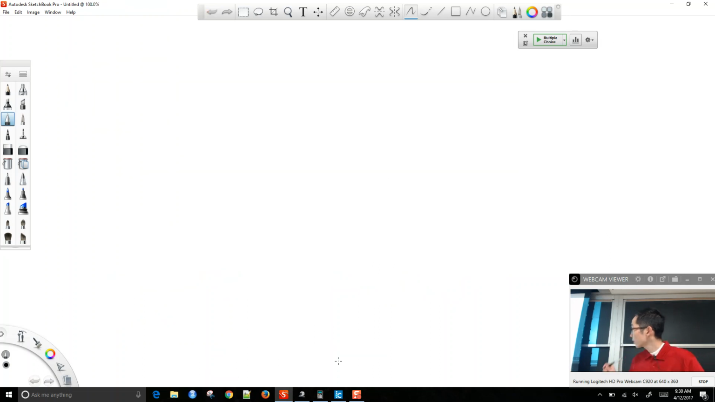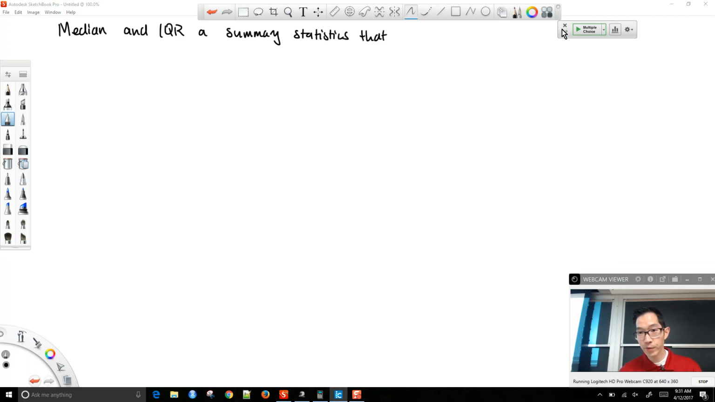All right, so that covers the mean and standard deviation, and so now we're going to talk about the median and the IQR, okay? The median and IQR are summary statistics or numeric summaries that may be preferred for skewed data.